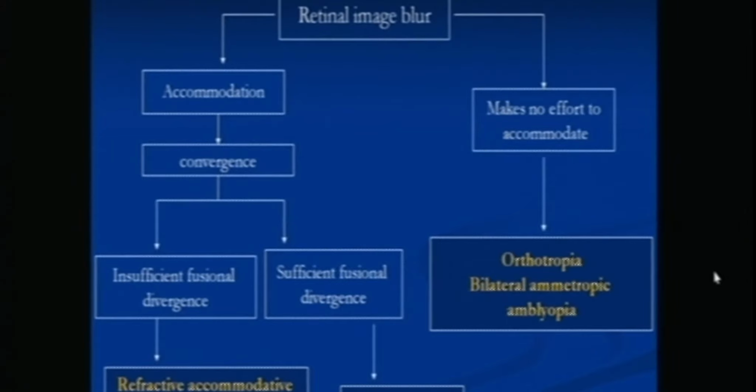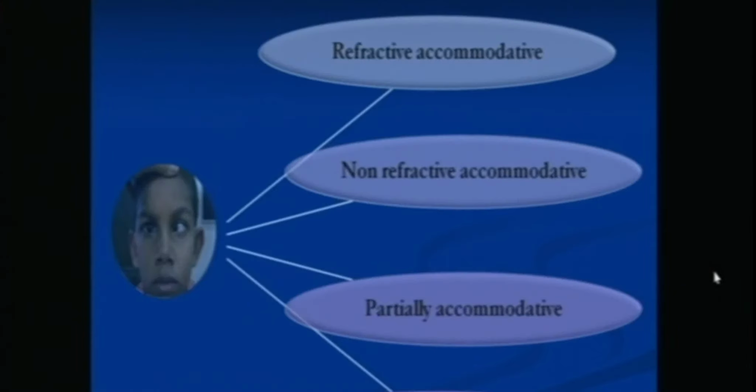So you have a retinal image blur. The child makes no effort to accommodate. He's a relaxed type B personality. He remains orthotropic, but he may develop ametropic amblyopia. If there is again uncorrected hyperopia, the child is type A, he accommodates, he wants to see absolutely clearly. There is accommodative convergence along with the accommodation. If there is sufficient fusional divergence, there is esophoria and the child remains aligned. He may break, like I said, in times of stress, and it can be insufficient fusional divergence. He'll present with refractive accommodative esotropia.